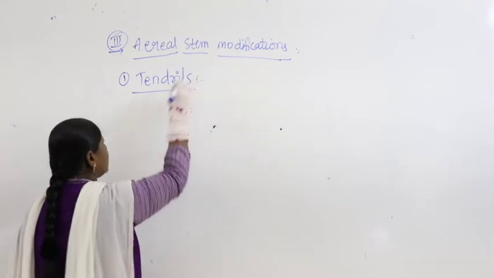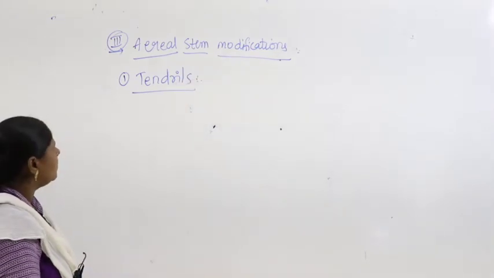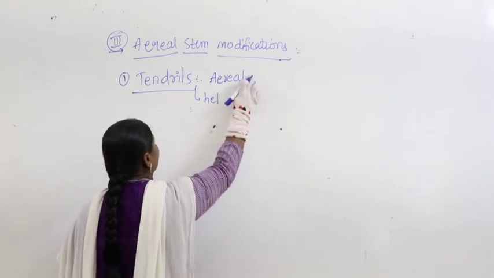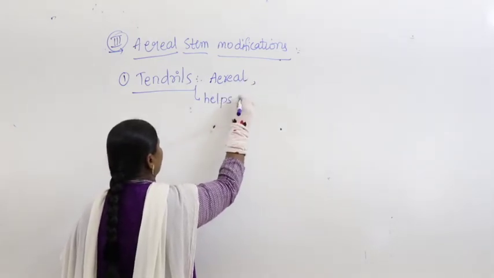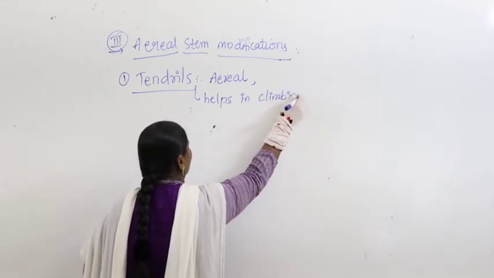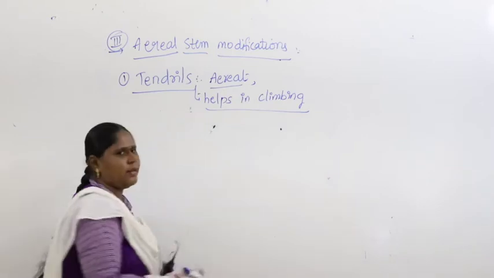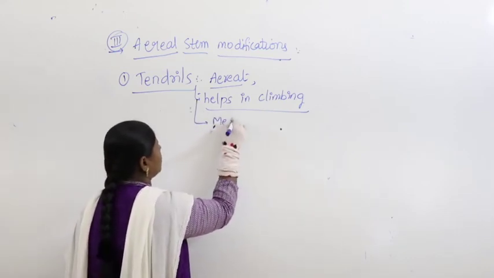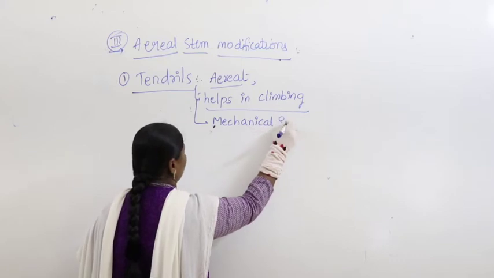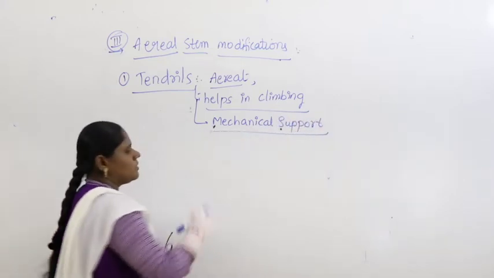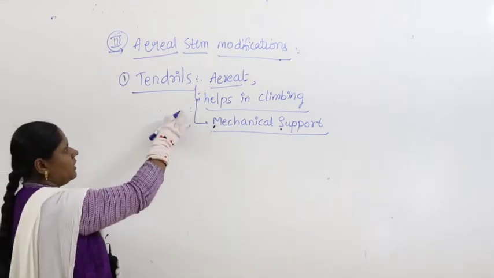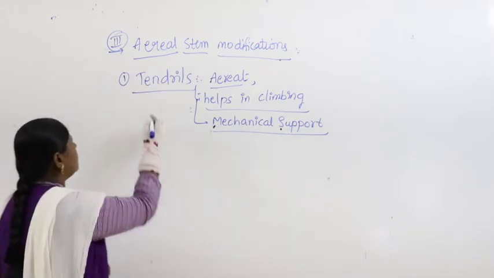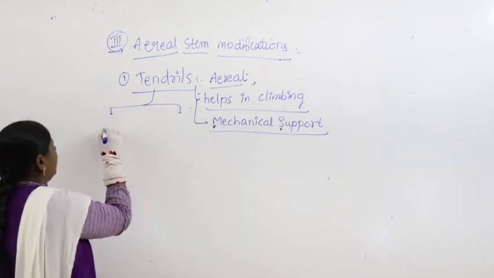What is the first one? What we have is tendrils. Now, if you take the tendrils here, they are aerial and help in climbing. Aerial, they help in climbing just for support, especially they provide what is called mechanical support. They grow upper side, help in climbing, and provide mechanical support.